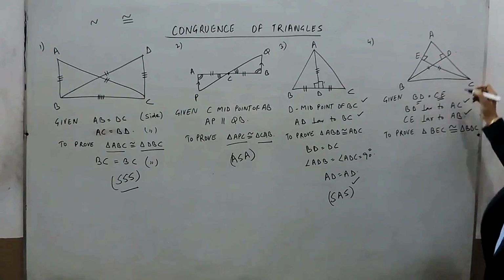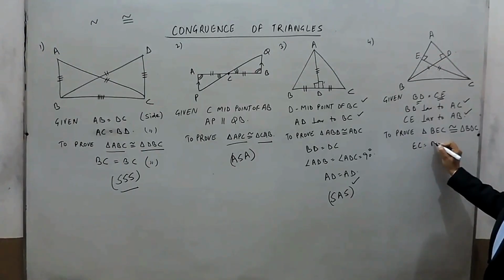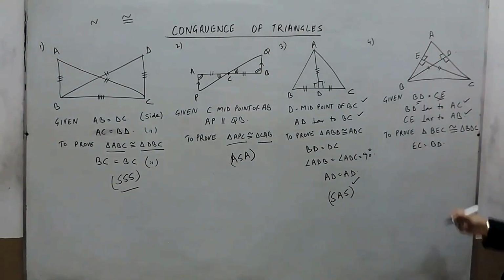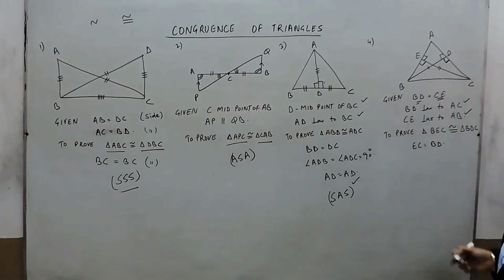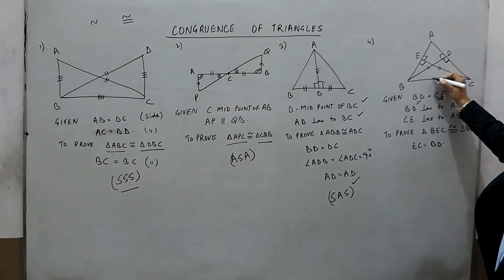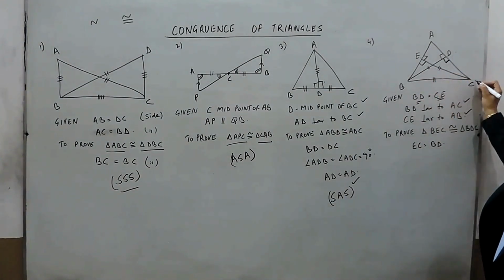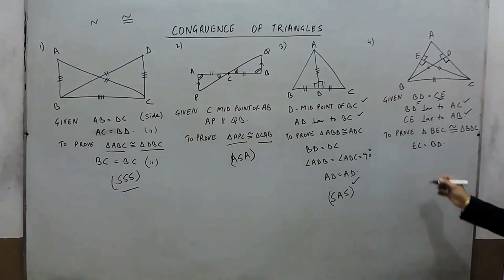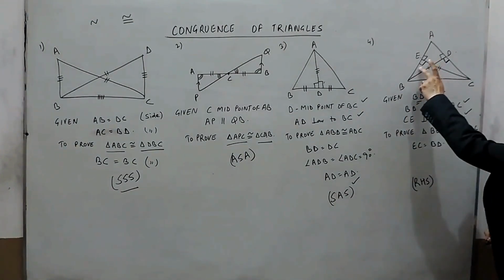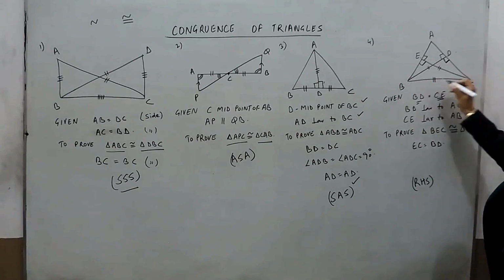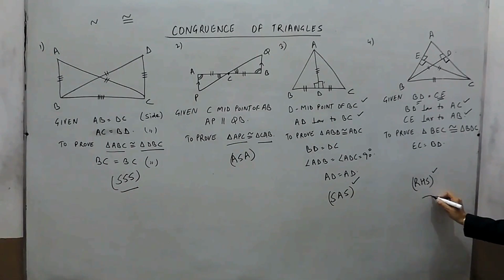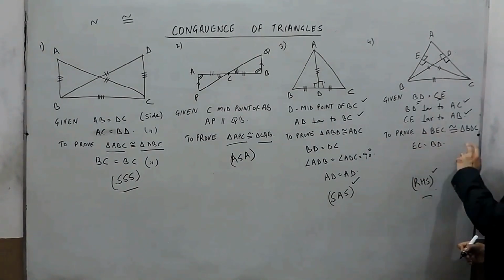If we actually see, the length of EC and the length of BD are both equal. On the other hand, one of the angles is also given as 90 degrees. So this angle is 90 degrees. So if one of the angles is 90 degrees, one of the sides is given, and this is the common line in both, which is actually the hypotenuse of both. So we can say by the rule of RHS, where one of the angles is a right angle, the length of the hypotenuse is the same, and the length of one of the sides is the same, then by the rule of RHS, these two triangles are congruent to each other.